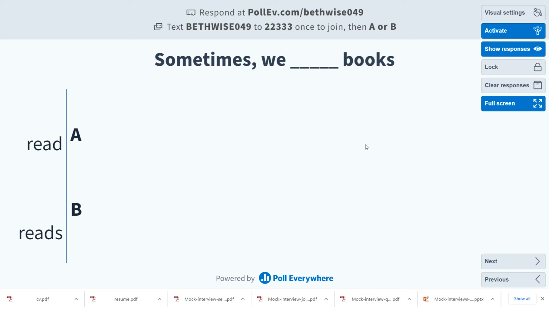So Beth Wise, 049, no spaces, okay? So this is the message and the number. The phone number is 22333. Okay? So this is the phone number. And in the body, in el cuerpo del mensaje, you're going to put this with no spaces. Okay? Beth Wise, 049. Okay. So, okay, so the destination is 22333.